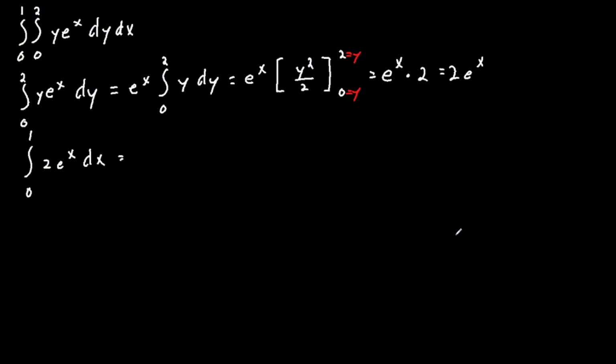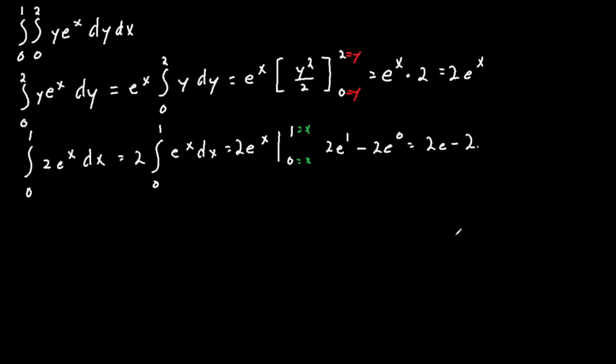And just like how you took out a constant, you can just take out the 2 here. Maybe it'll make things easier for you. And if we just integrate e to the power of x, it always equals e to the power of x itself. And these bounds are the x bounds. If we input 1 here, you get, oh sorry, I need to multiply it by 2 still. If you input 1 and 0, you get 2 times e to the power of 1 minus 2 times e to the power of 0, which is just equal to 2e minus 2.